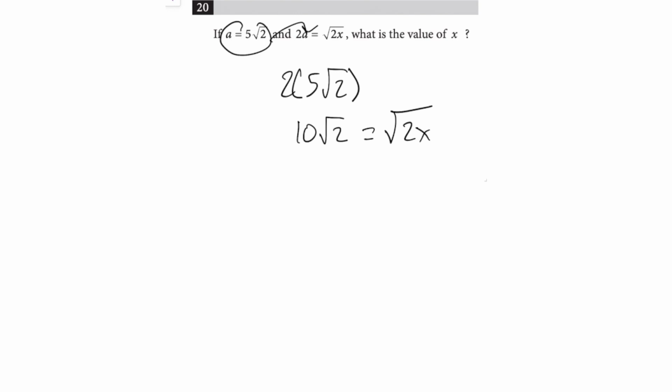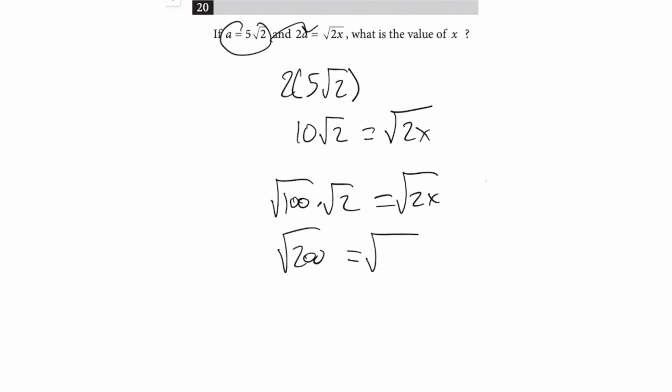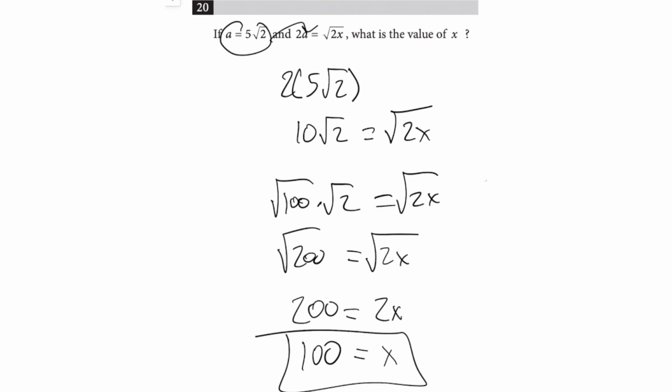So we got this 10 out of the radical by factoring out what 10 squared is, which is inside. So if I rewrote this as radical 100 times radical 2 equals radical 2x, then I can now combine these 100s. And if you see where I got this, I just did 10 squared and then took the square root of that. So the radical 100 times radical 2 is radical 200 equals radical 2x. So I can ignore the radicals now and I get 200 equals 2x, which means x has to equal 100. So that's how to do number 20.